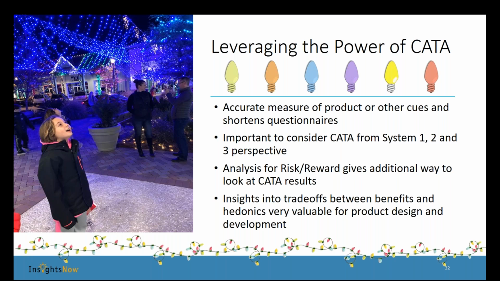The analysis of check all that apply, through organizing our data and looking at risk reward, really gives us the opportunity to interpret these results in a meaningful way. And finally, CATA provides insights into trade-offs between benefits and hedonics. That's very valuable for product design and development.